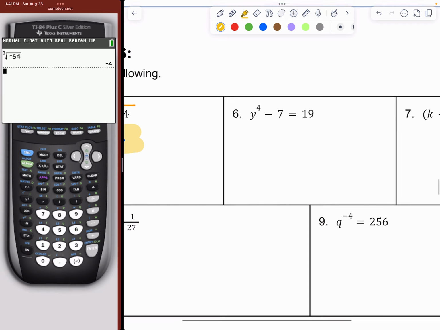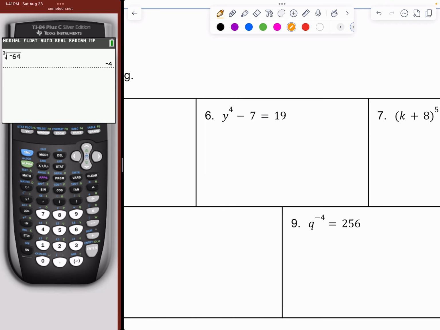Number 6, the first thing we need to do is add 7 to both sides. So we will have y to the 4th is equal to 26. And then we will need to take the 4th root of both sides.